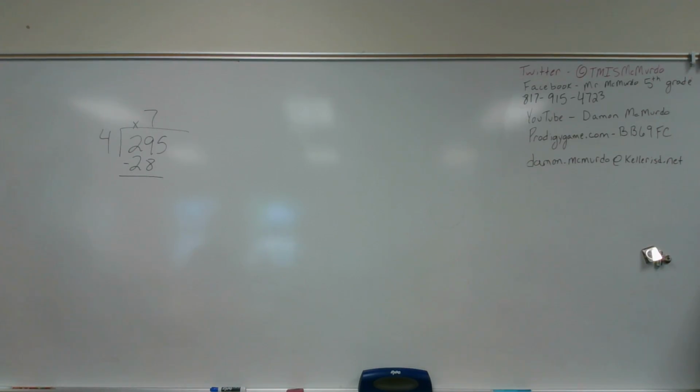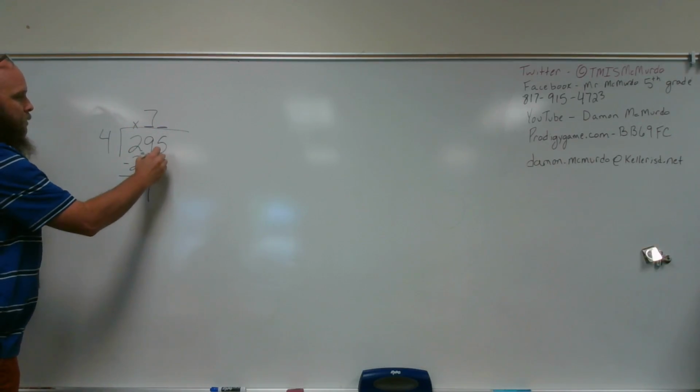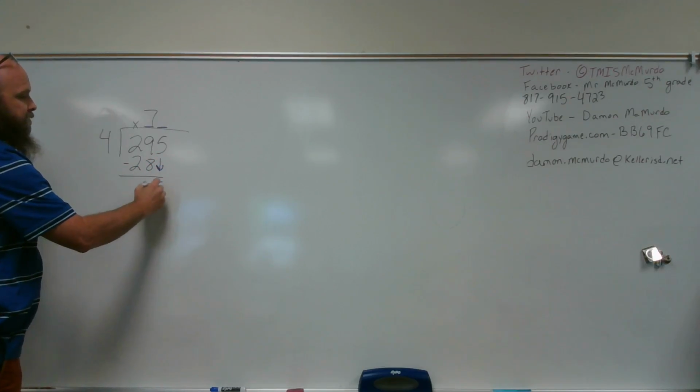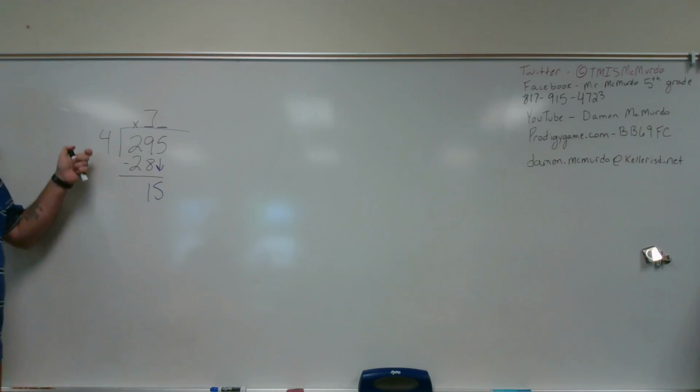The number comes from when you multiply here. I have the one right there. And then I subtract: 29 subtract 28 is 1. You bring down the 5. So you have 15.